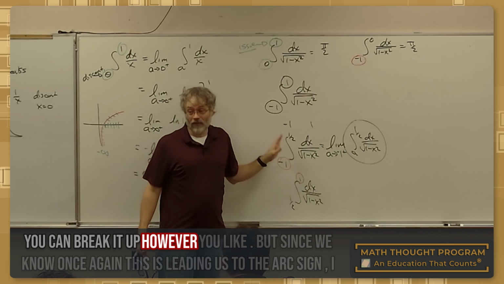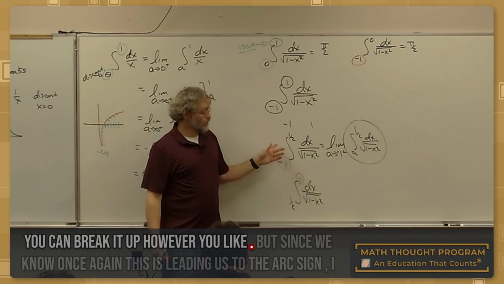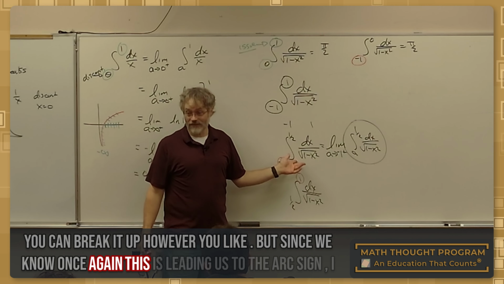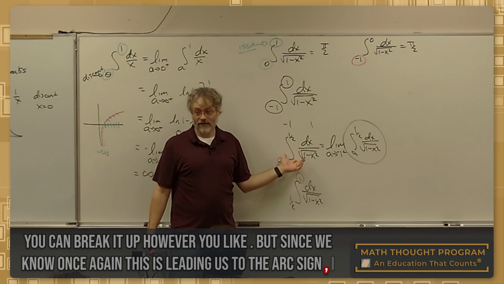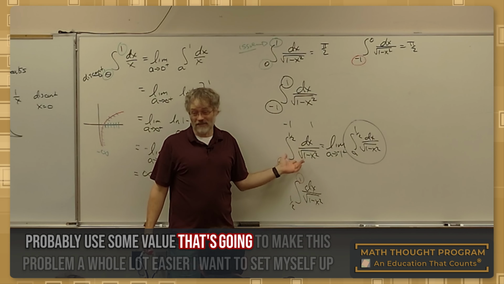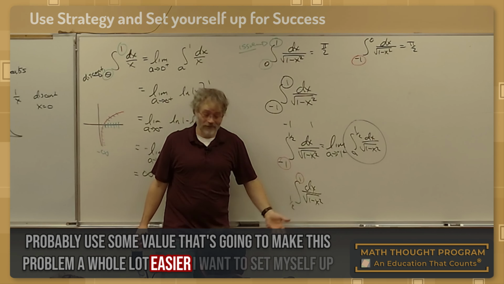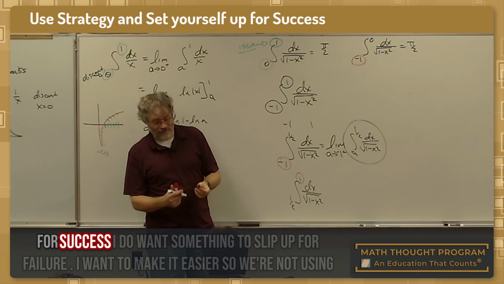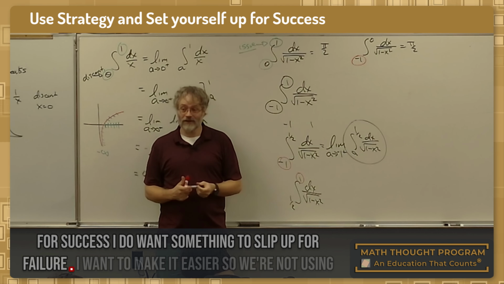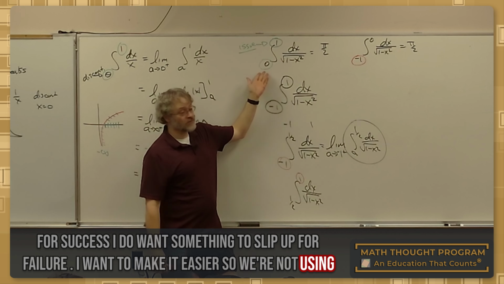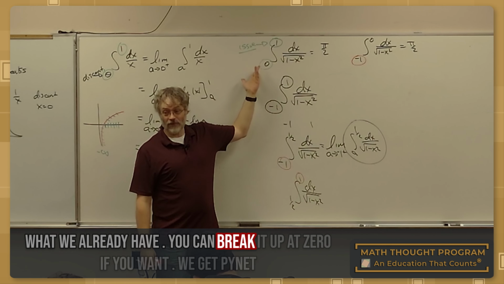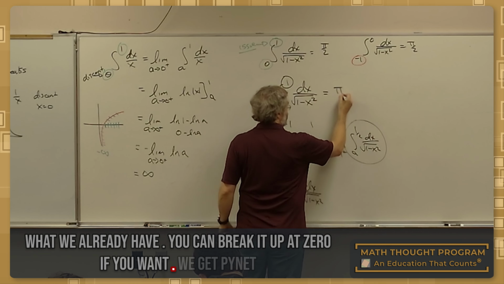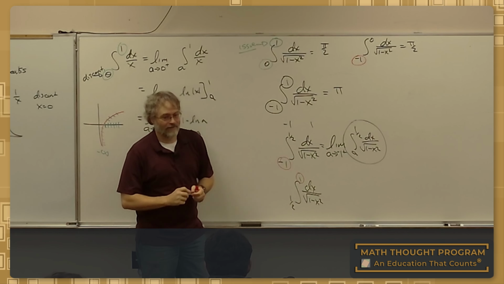You can break it up however you like. But since we know, once again, this is leading us to the arc sine, I probably want to use some value that's going to make this problem a whole lot easier. I want to set myself up for success. I don't want to set myself up for failure. I want to make it easier, so why not use what we already have? You can break it up at 0 if you want. We get pi in the end.